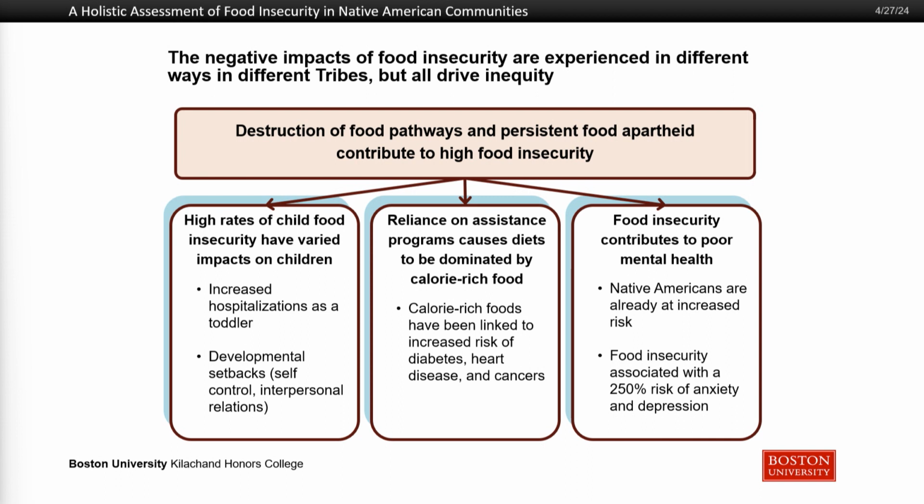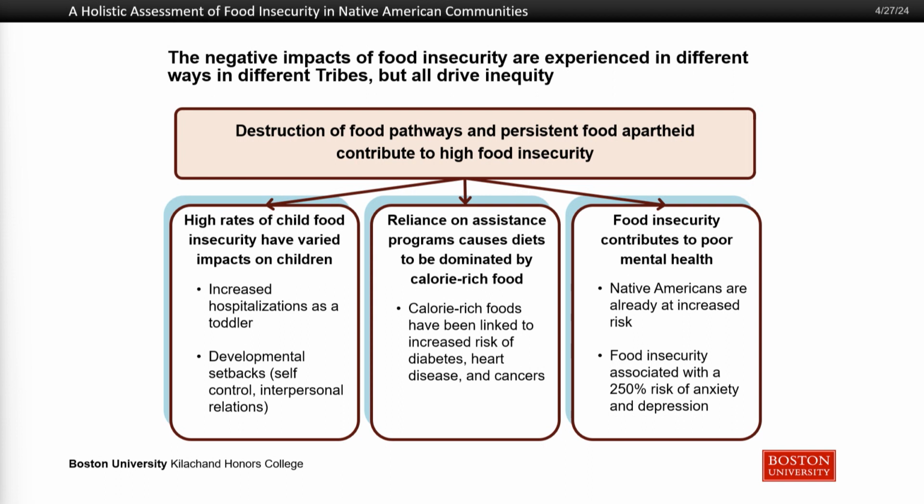High rates of child food insecurity have varied impacts on children, from increased hospitalizations as a toddler to developmental setbacks, as well as increased rates of suicidal ideation and depression in adolescents. Reliance on assistance programs, basically caused by the removal of these food pathways in Native American communities, have caused diets to become dominated by calorie-rich foods such as canned goods, which are high in fat and sugar, as opposed to nutrient-rich foods such as fresh produce, which are just better for a generally more healthful diet.